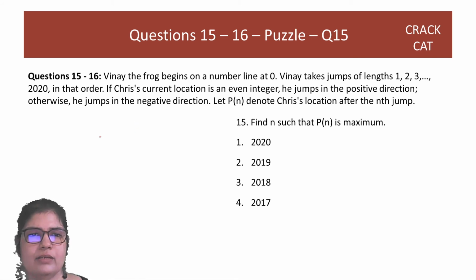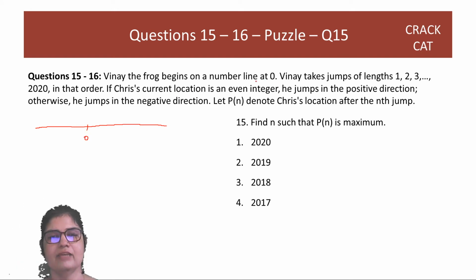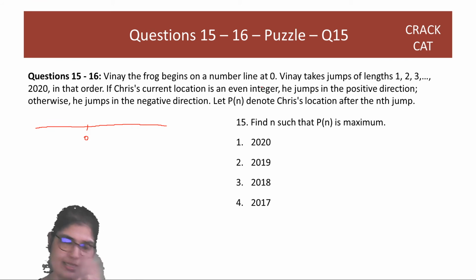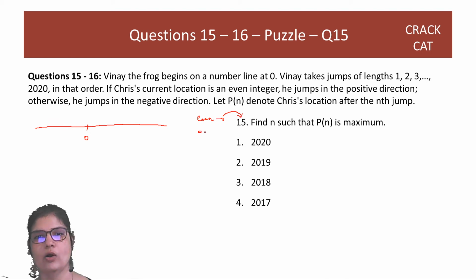The frog begins on a number line at 0, then jumps of lengths 1, 2, 3. If the current location is an even integer, he jumps in the positive direction, otherwise he jumps in the negative direction. Okay, so if Vinay is on an even number, he will jump ahead to the right. If he is on an odd number, he will jump to the left.